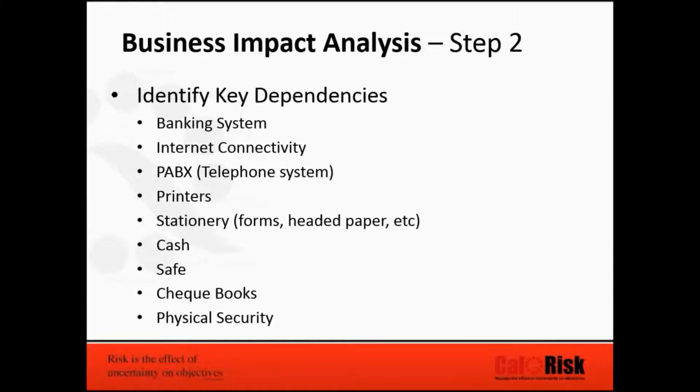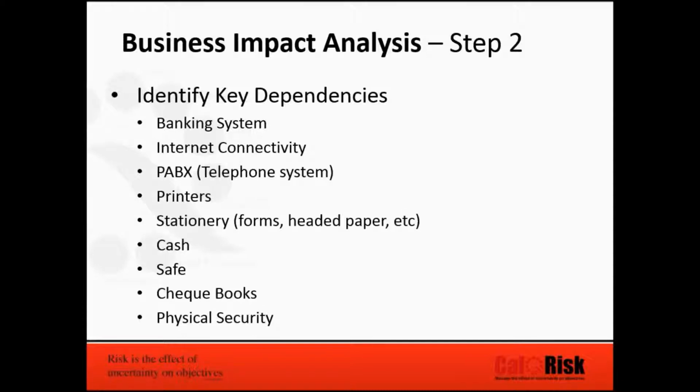When you've identified the critical functions, you need to look at the dependencies, the key dependencies, things that you also need to have to be able to carry out those key activities. For example, the banking system. If you're trying to do counter transactions, you need a banking system. Does the banking system require internet connectivity? Do you need your telephone system? Do you need printers, stationery, forms, headed paper, dockets, cash? Make sure you account for that in your business continuity plans.